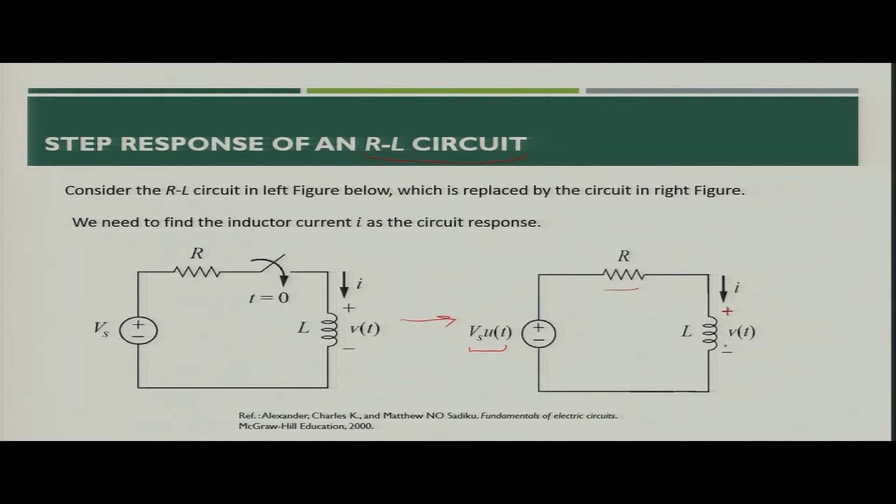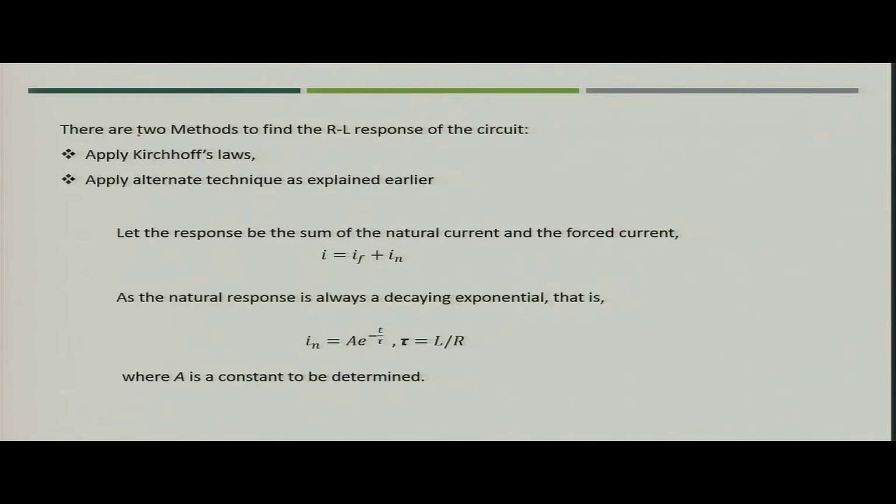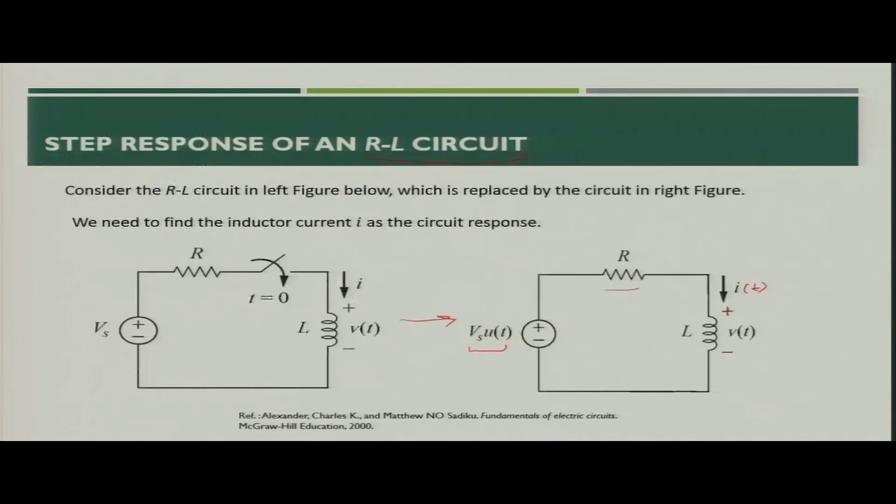Suppose we need to find the value of current I at any time t for the inductor and the voltage across the inductor at any time t. So what we can do? We can use two methods to find the RL response of the circuit. First is that you can simply apply Kirchhoff's law. That means, let us say this is the node, this is the current IR, and this is the current IL, which is nothing but the time dependent current.